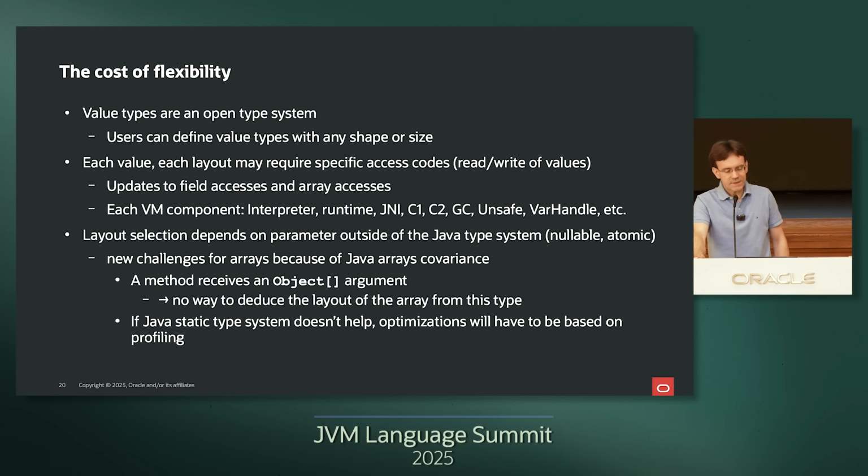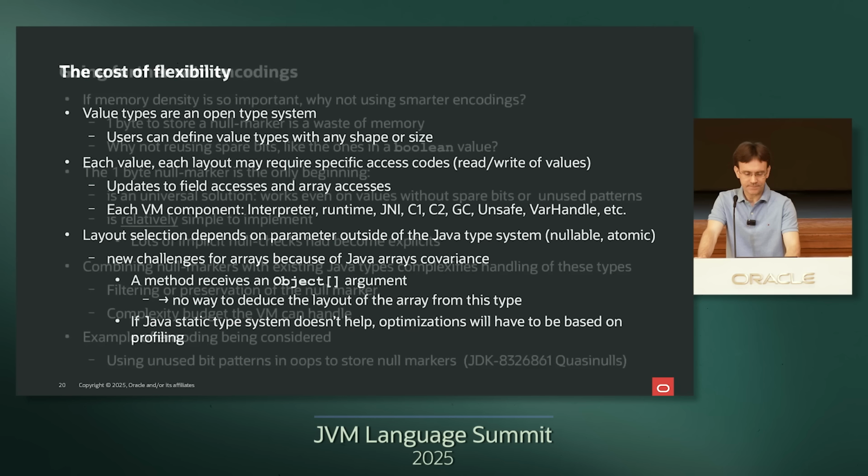The selection of the layout depends on many parameters, and some of them are outside of the Java type system, like nullability or atomicity, which create new challenges for arrays because of Java array covariance. If a method receives an object array argument, there is no way to deduce from this Java static type what will be the layout of the array the method will receive at runtime. If the Java static type system doesn't help, we will have to base our optimization on profiling.